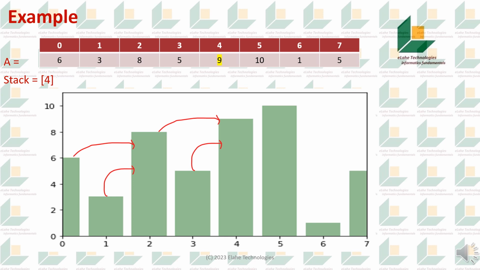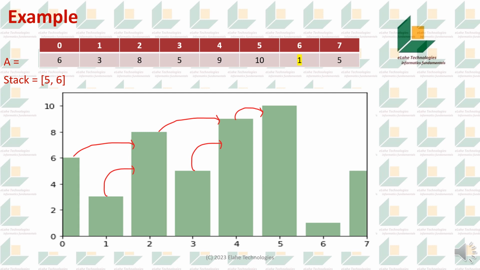The index 4 is now pushed onto the stack. A[5] equals 10. Since A[5] is greater than A[4], the index 4 is popped from the stack. The stack is empty again. N[4] is set to 10. A[5] equals 10. Since the stack is empty, the index 5 is pushed onto the stack.